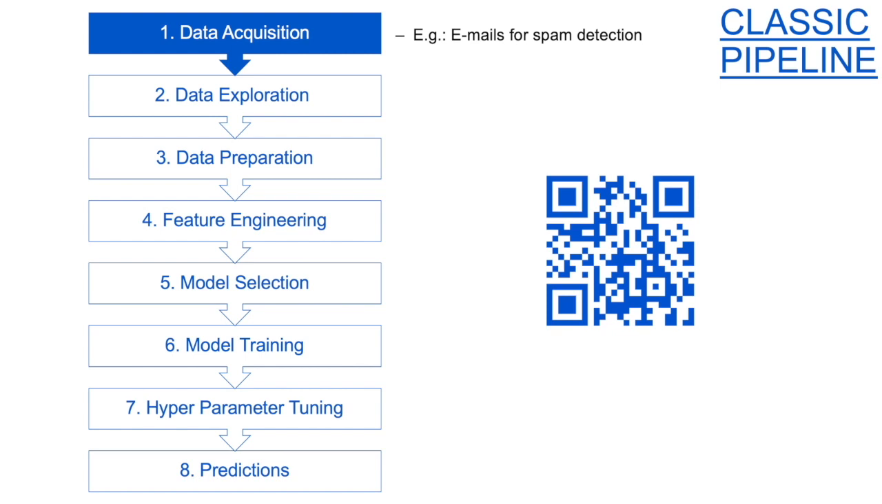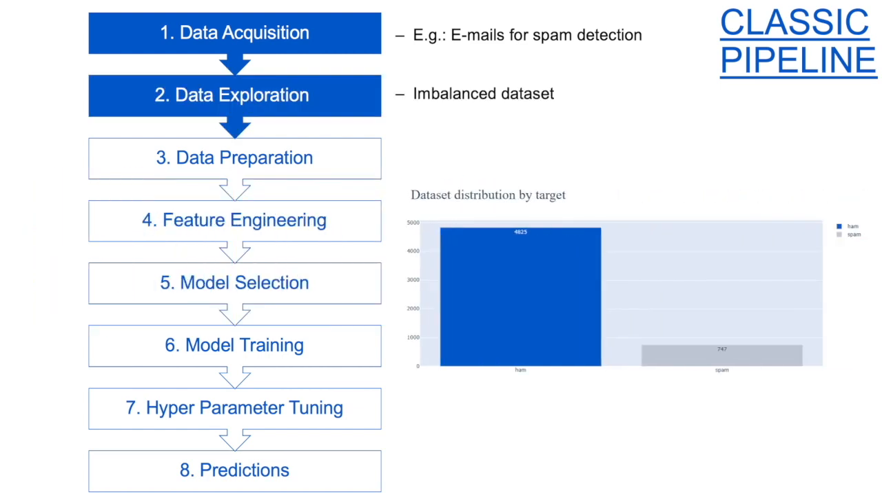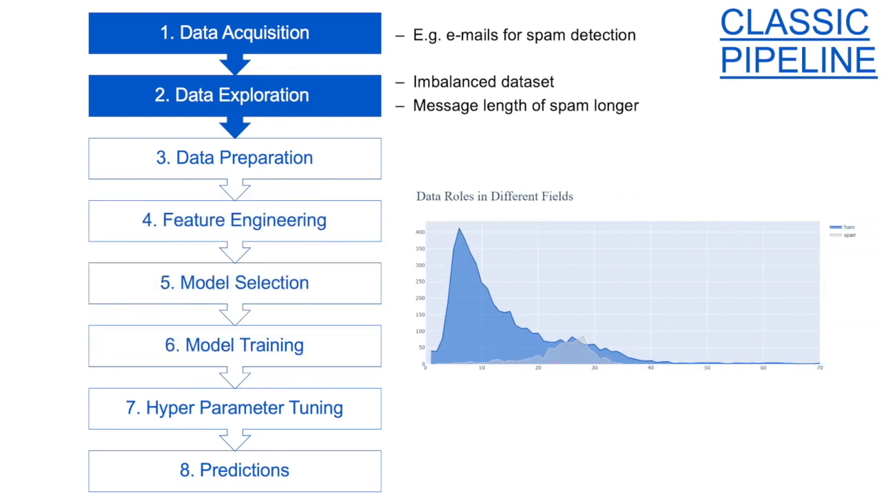The first step in the classic pipeline is data acquisition. Second, to create good decisions, the data must be explored. This shows that we have to deal with an imbalanced dataset with primarily non-spam data. We also find some interesting information that spam mails are mostly longer in length.